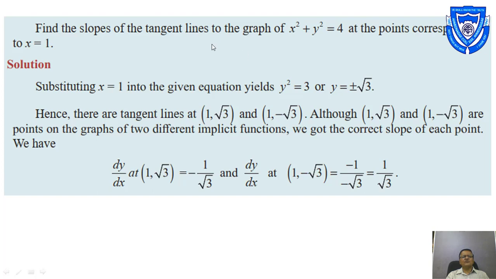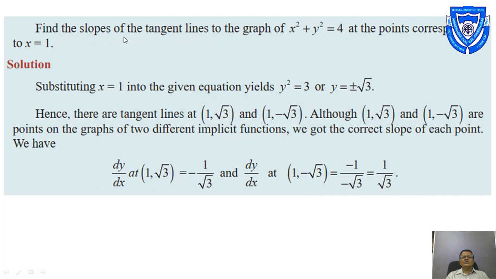This is also an implicit function. Find the slopes of tangent lines to the graph x square plus y square is equal to 4 at the points corresponding to x is equal to 1. There are 2 points on this circle whose x coordinate is 1. We are asked to find slopes of the tangents at those points. 2 tangents can be drawn at 2 points to the circle. We want slopes of tangents.